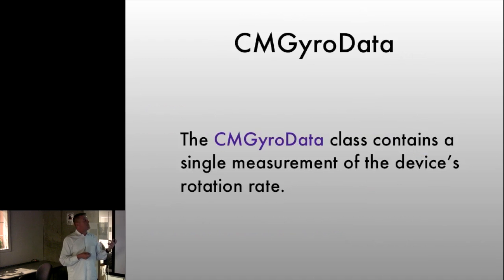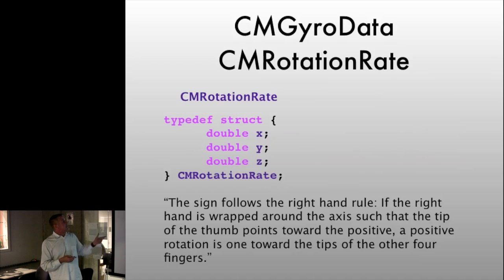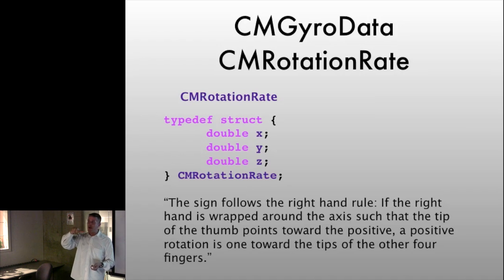So the gyro data represents just a single measurement of the rotation rate. It looks like this. It's an X and a Y and a Z. It follows the right-hand rule, if you remember that from physics and from trig, I believe. If the right hand is wrapped around the axis, like the x-axis, then the positive is towards where your fingertips are pointing, and negative is pointing the other direction. So if the x-axis, which is side to side, is our reference angle, then positive or rolling forward will be the direction that our right hand's fingers are pointing.